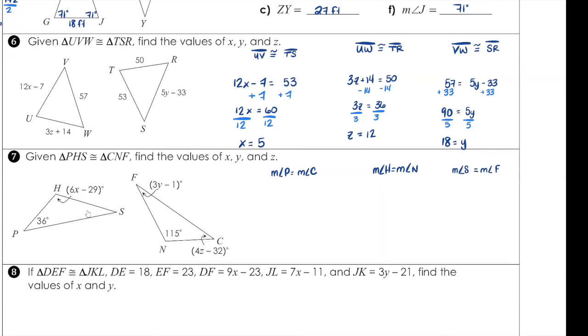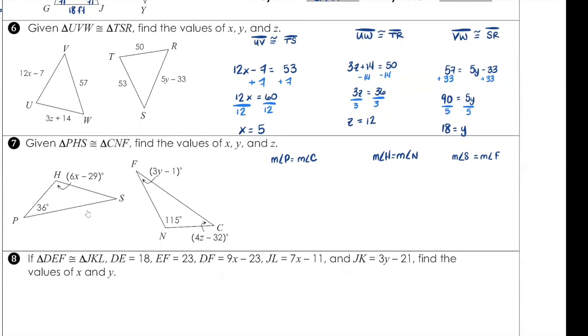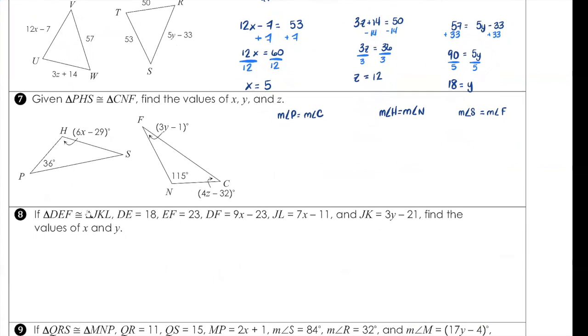Now that we've discovered our three congruency statements, we can go ahead and solve for our missing variables, hopefully. It looks like they threw a curveball at us on one of them. Maybe not. What is the measure of P as it is given? 36. And what's C equal to? 4z minus 32.